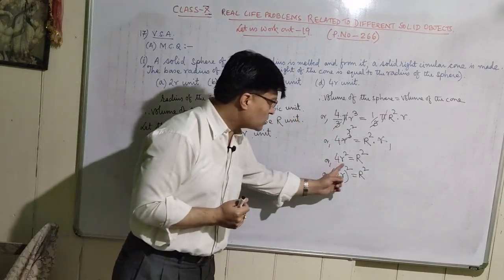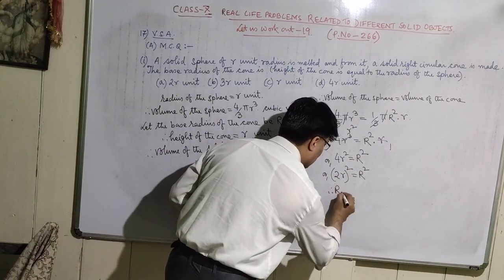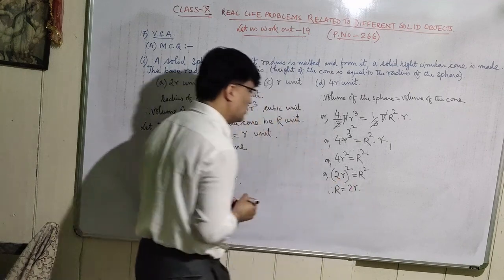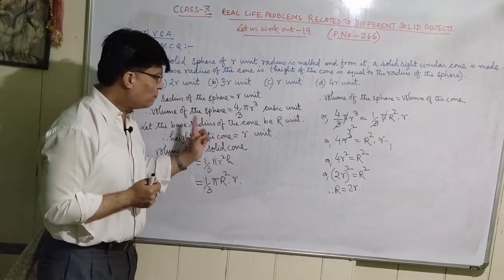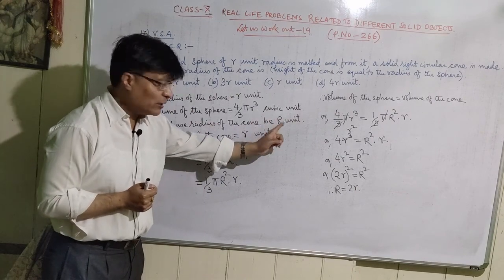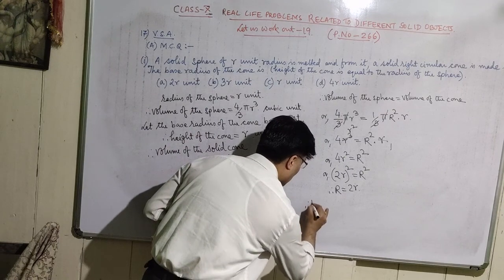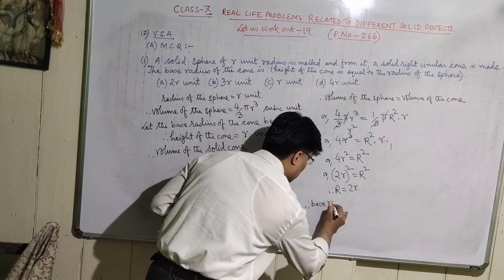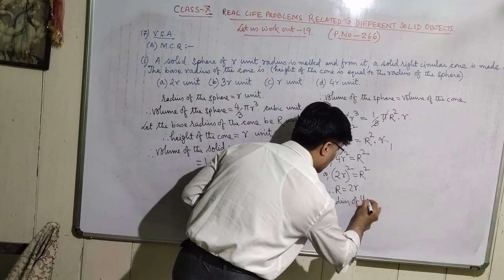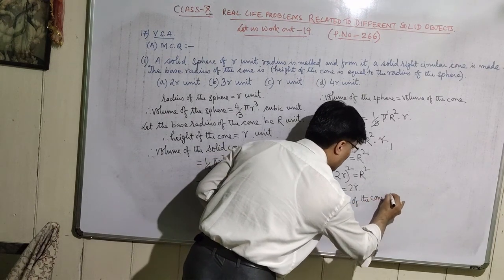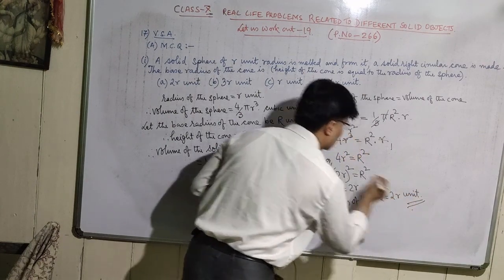Now if the powers are equal, bases must be equal. That is, capital R is equal to 2r. So what was capital R? The base radius of the cone is equal to capital R unit, which is equal to 2r unit. Therefore the base radius of the cone is equal to 2r unit. So this is the answer.